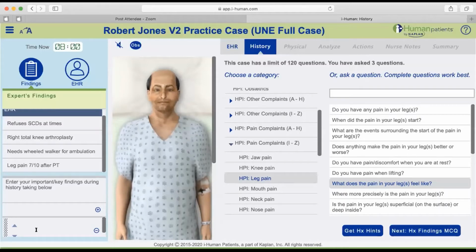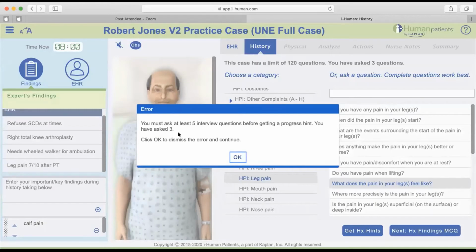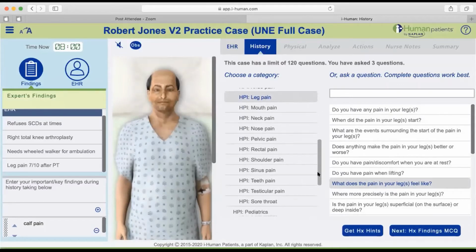Maybe I think I'm done. All right, I'm going to put calf pain. But before moving forward, I can select history hints. It says I have to ask at least 5 interview questions before I get a hint. Okay, so I haven't done well at all.